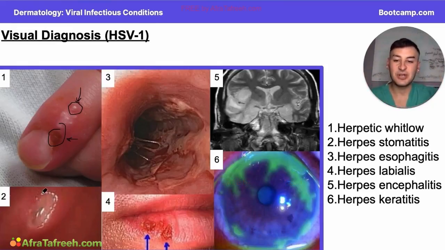This picture in 2 is going to be herpes stomatitis, okay? So this is going to be a herpetic lesion of like the palate. So it's going to be inside the mouth, all right? And then picture number 3 is herpes esophagitis.